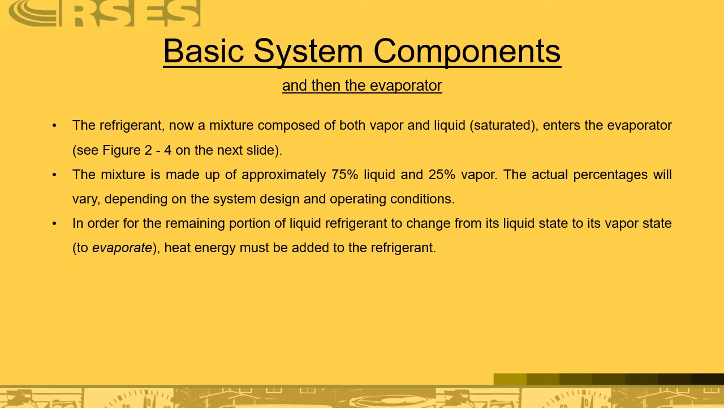The refrigerant is now a mixture of both vapor and liquid, saturated, entering the evaporator coil. And look at figure 2-4 on the next slide. The mixture is made up of 75% liquid and 25% vapor. The actual percentages will vary depending on the system design and the operating condition.